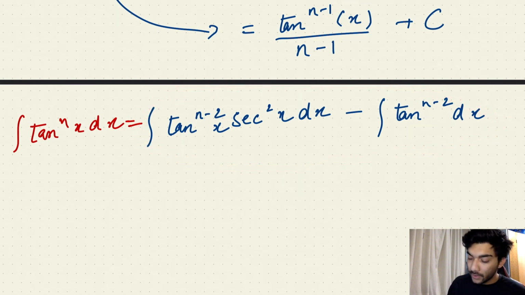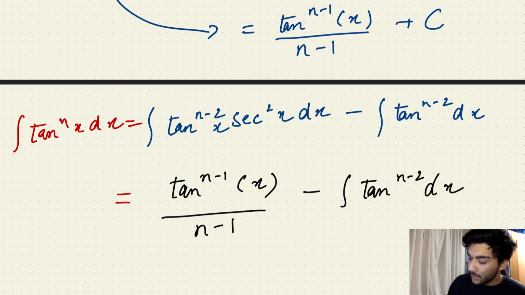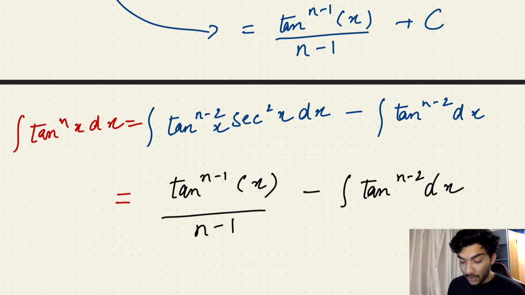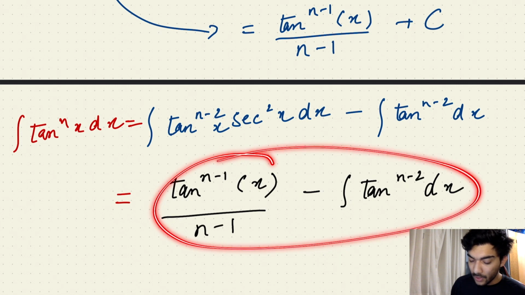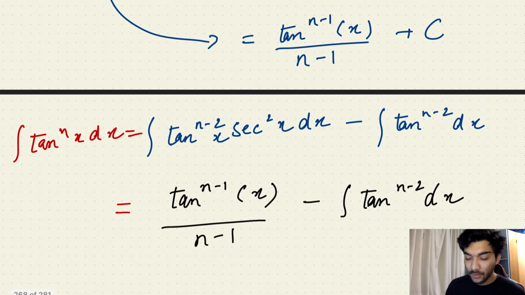And now we can calculate the final answer to this expression as well, which would be equal to tan to the power n minus 1 x upon n minus 1 minus integral tan to the power n minus 2 dx as well, right? So now this would be your reduced formula for calculation of the integral of the form tan to the power nx dx. The reason why we didn't add a constant of integration over here is because we already have an indefinite integral. So when we solve this indefinite integral, we'll add the constant of integration at the end. So that's it for this video.